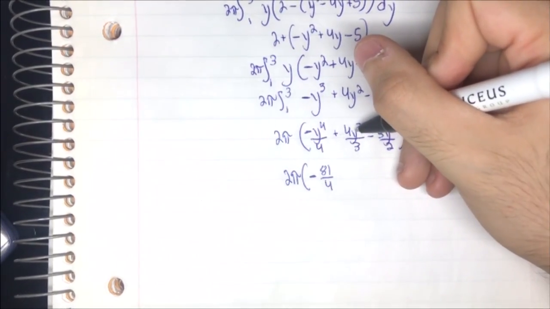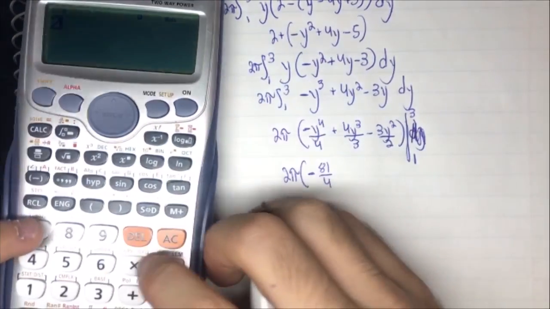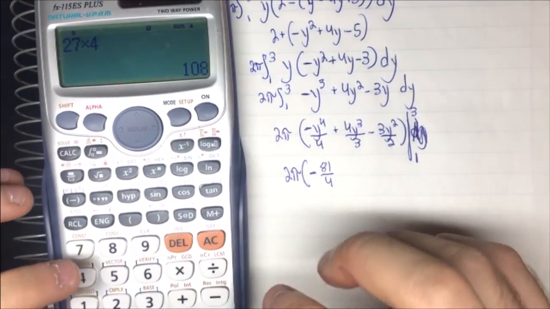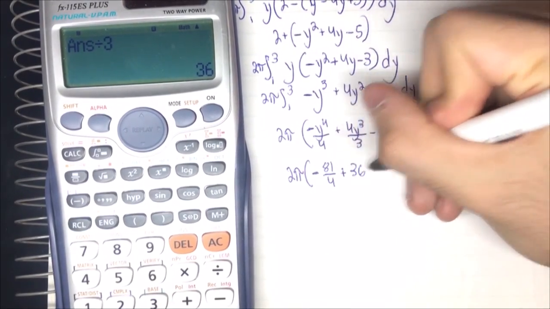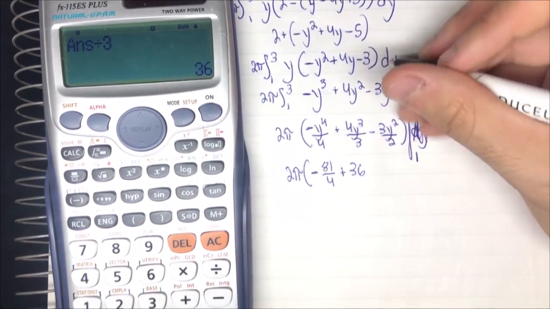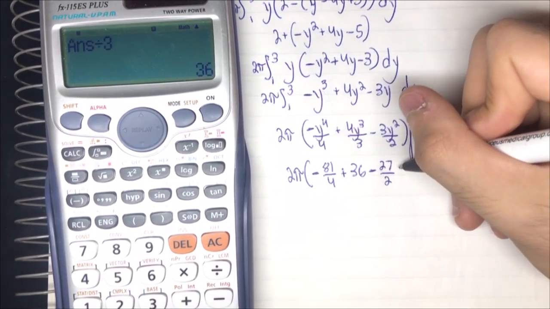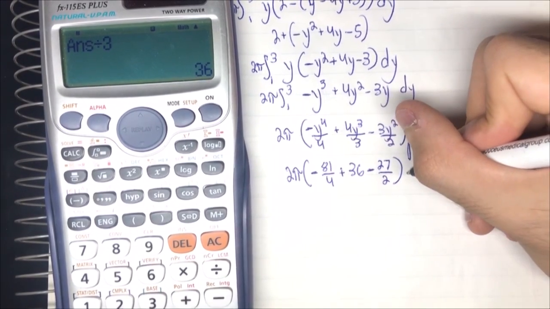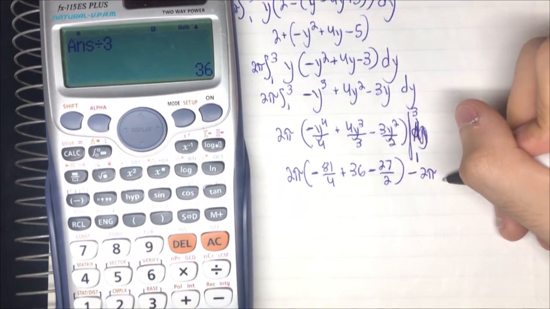Can't be simplified, and then plug in a 3 over here. 9 times 3 is 27. 27 times 4 is 108, right? Divided by 3, that gives you plus 36. And then plug in a 3 here. That's going to be 9 times 3, 27 over 2. Can't simplify, so 27 over 2. And then minus 2 pi.